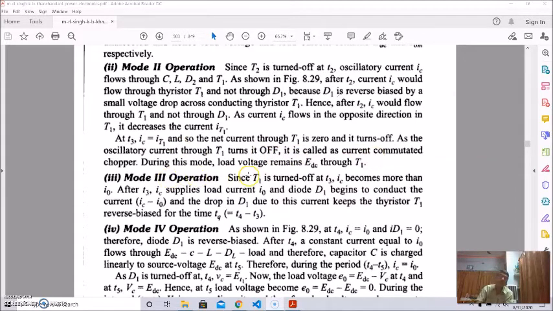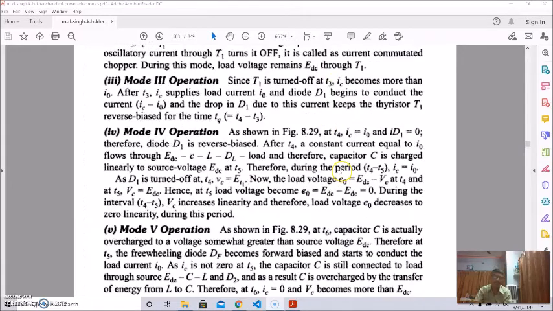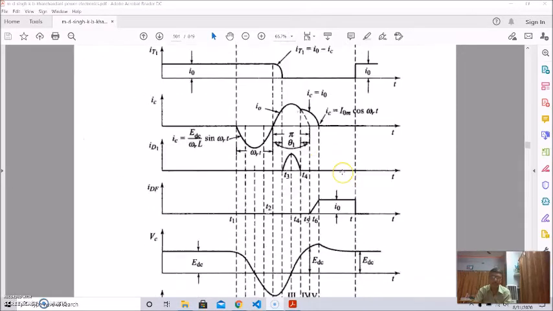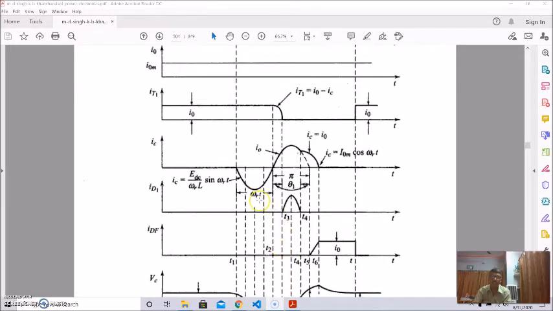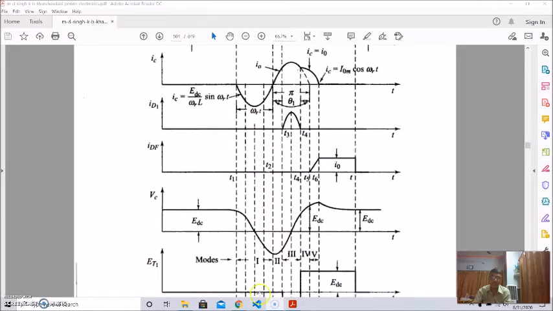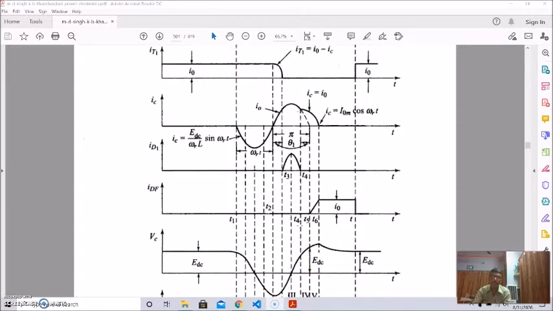During this mode, load voltage remains EDC through T1. That is shown here, from T2 to T3. This is this current. This is the time period: this is T2 and this is T3. At T3 this current IT1 is 0, and it is turned off. Clear?